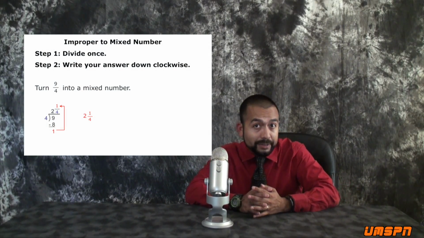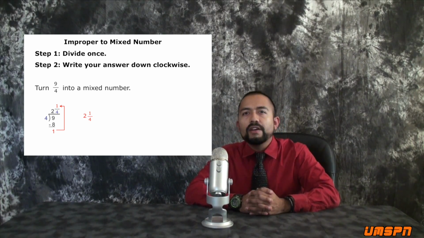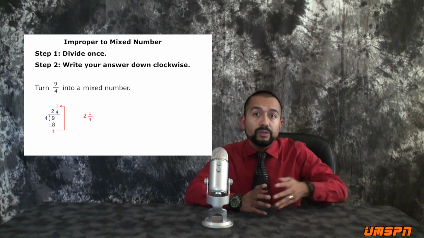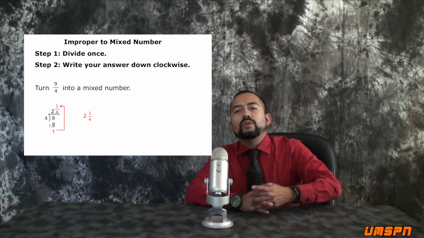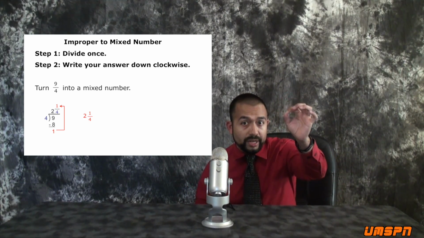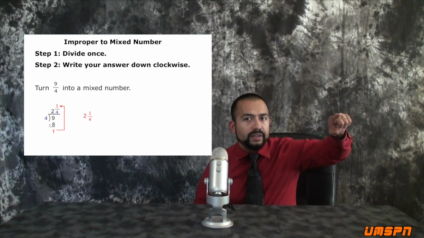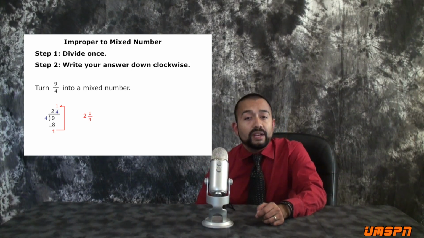What if you want to go from improper to mixed? You want to go back, or you want to check your work? It's a simple 2-step process. First, you would divide one time only and refer back to the steps that we talked about earlier. And once you've done that, you would write your answer down clockwise. So first it's your solution, right? Your quotient. Then you would go to your remainder and then your divisor. You go clockwise. For example, 9/4 would become 2 1/4.